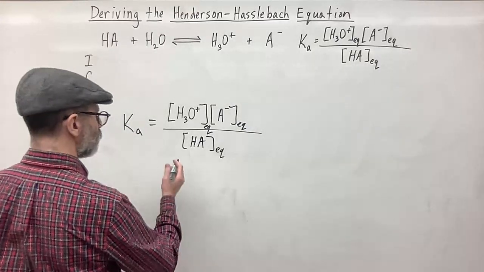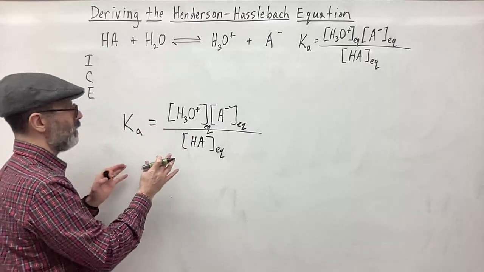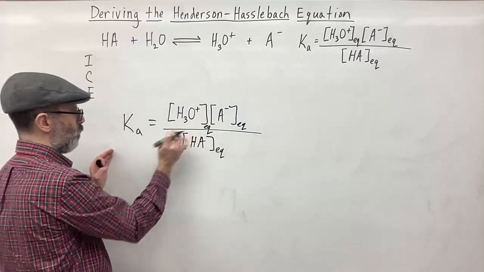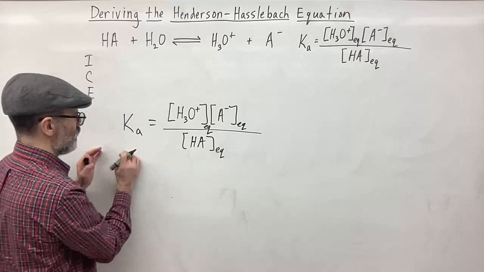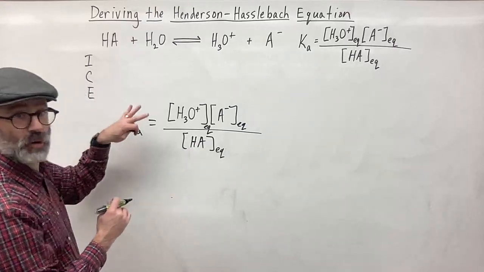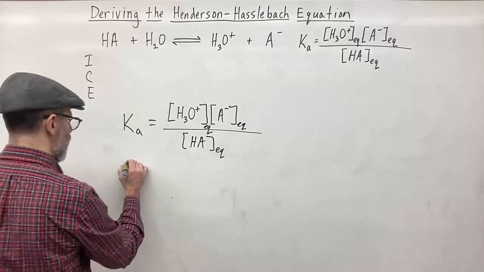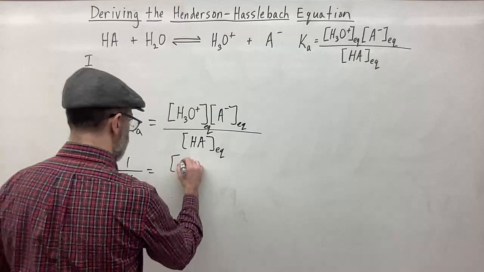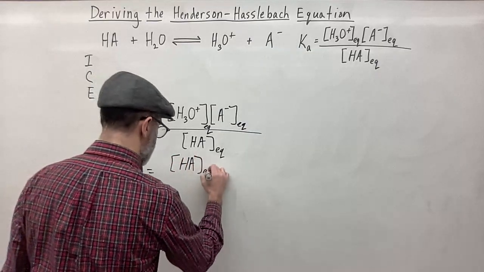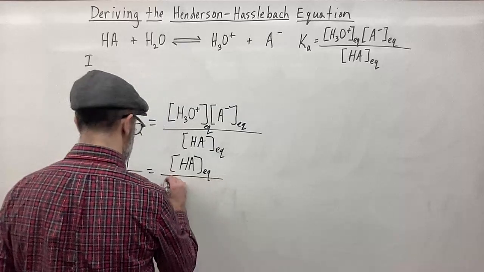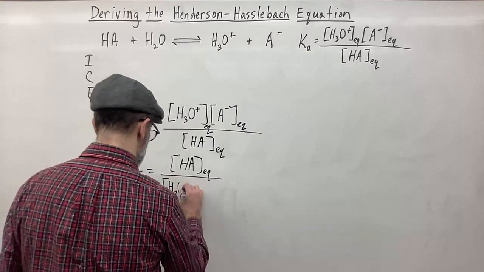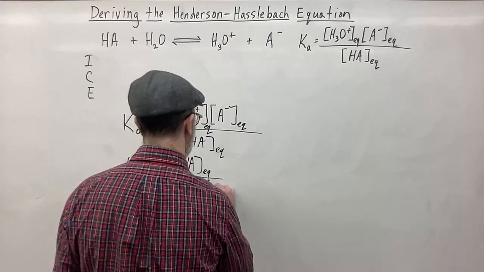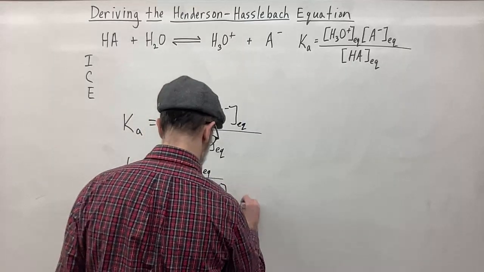So here we go. So I want Ka on top. So I want H3O+. If I start solving this, I'm going to end up having H3O+ on the bottom if I divide both sides, and I want to avoid that. So I'm going to take the reciprocal of this. So I'm going to have 1 over Ka equal to the HA concentration at equilibrium over H3O+ at equilibrium multiplied by the concentration of A- at equilibrium.